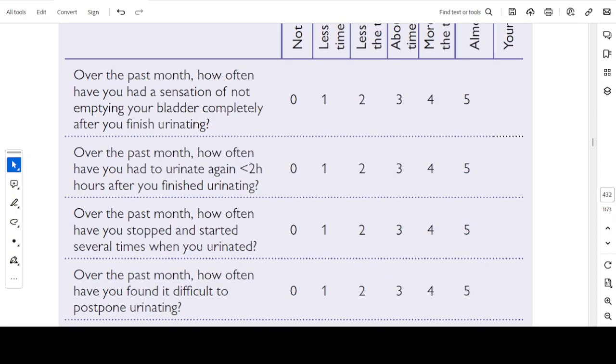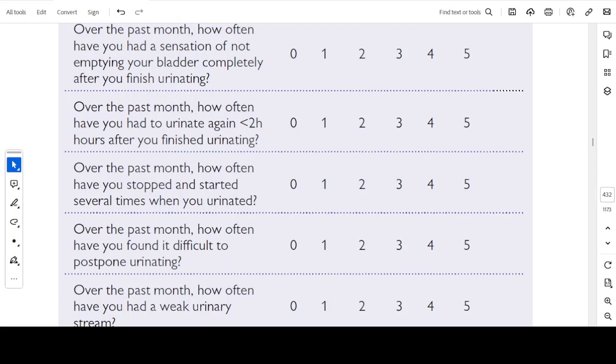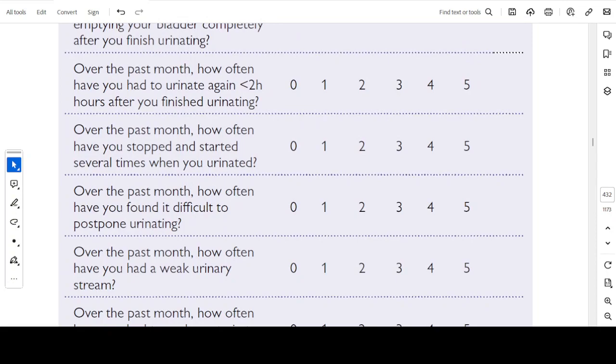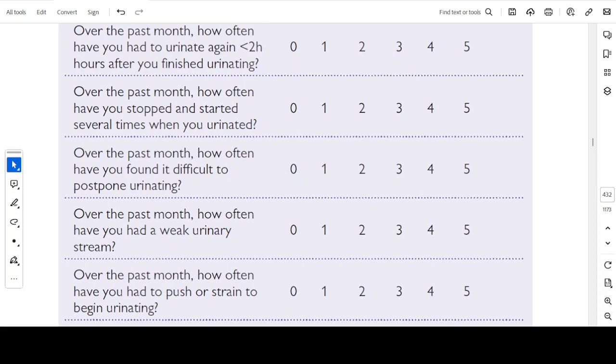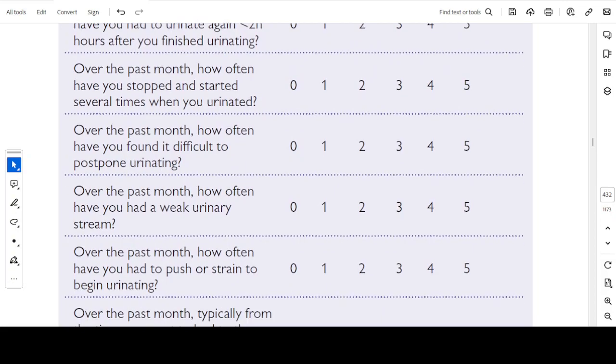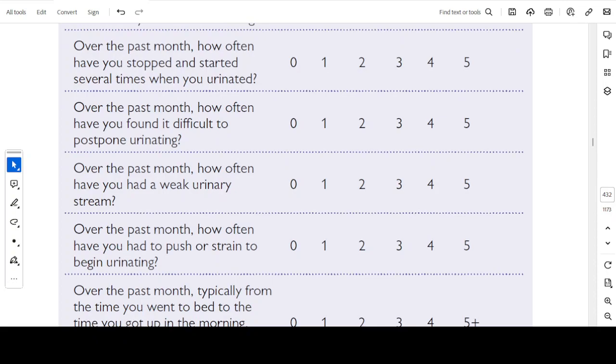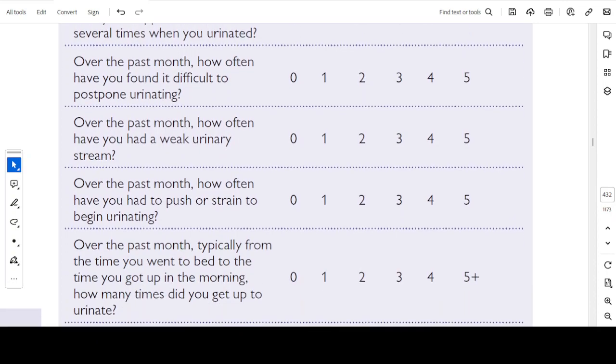Over the past month, how often have you had a sensation of not emptying your bladder completely after you finish urinating? How often have you had to urinate again within 2 hours after you finish urinating? How often have you stopped and started several times when you urinated? How often have you found it difficult to postpone urinating? How often have you had a weak urinary stream? How often have you had to push or strain to begin urinating?